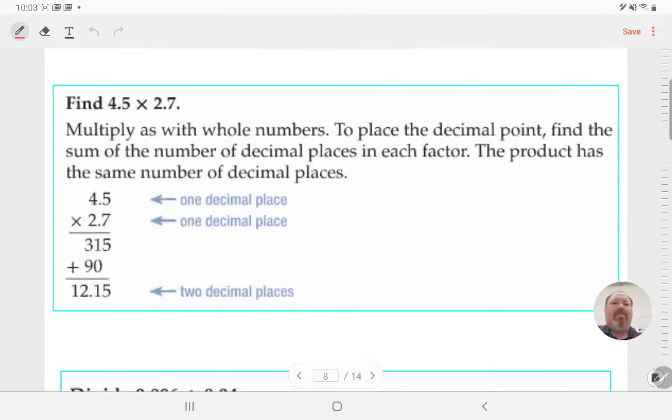Now, let's talk about multiplying with decimals. When you multiply with decimals, remember that however many spaces there are to the right of the decimal on each factor, the product is going to have that many. So each one of these is a factor, okay? So in this one, there's one space to the right of the decimal. This one, there's one number to the right of the decimal. So the answer has to have 2 decimals to the right of the decimal, okay?